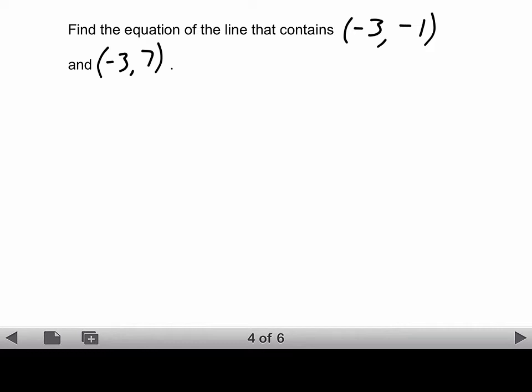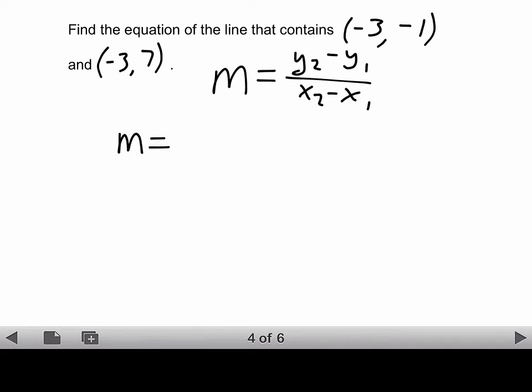Next we have: find the equation of the line that contains negative 3, negative 1, and negative 3, 7. This is only slightly different than the previous example, and you'll see how in a minute. We first start by finding the slope. The slope formula is m equals y2 minus y1 divided by x2 minus x1. Letting negative 3, negative 1 represent x2 and y2, I'll put them first. Negative 1 minus 7 divided by negative 3 minus negative 3.